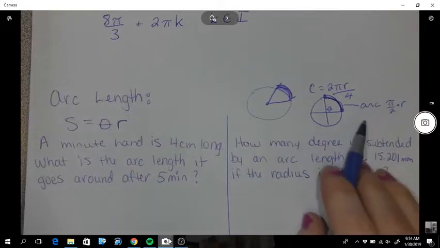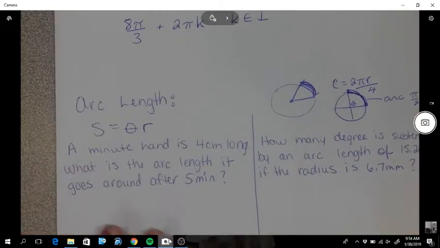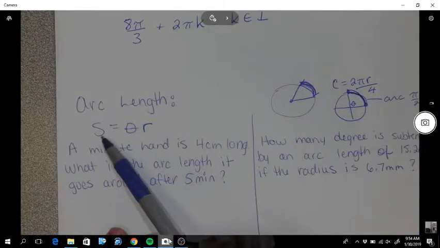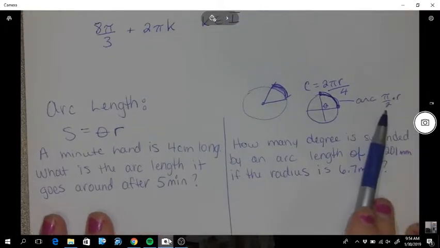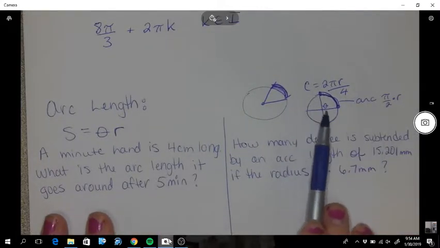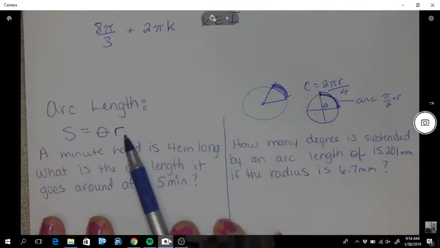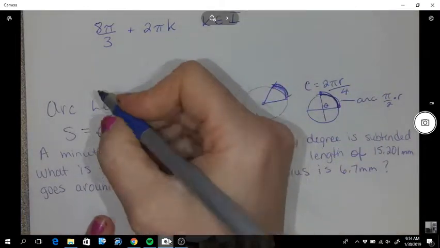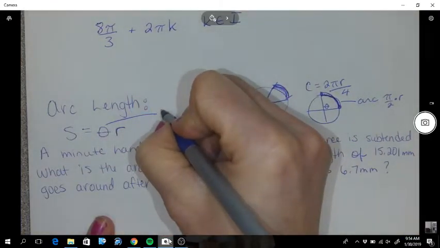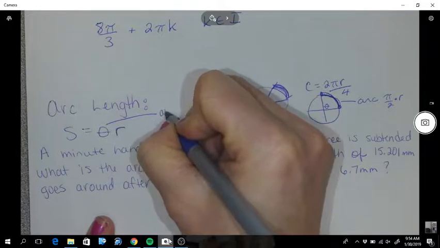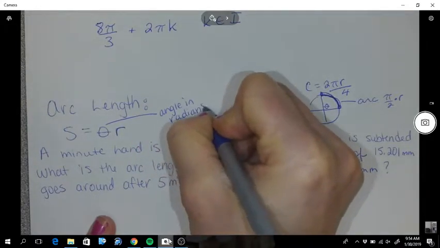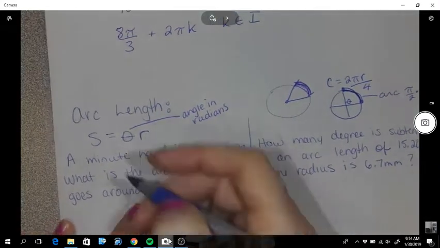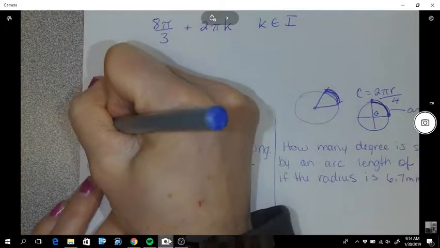So what this formula is, is that the arc length equals the measure of the angle in radians, because pi over 2 radians is the measure of that angle, times the radius length. So that's the formula, and this is representing the arc length.